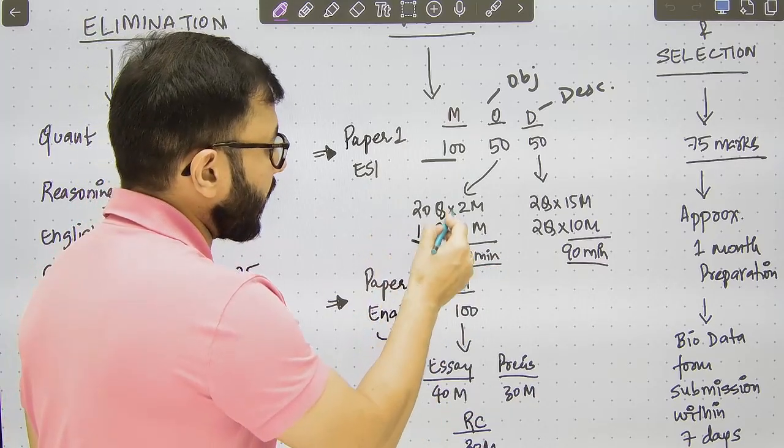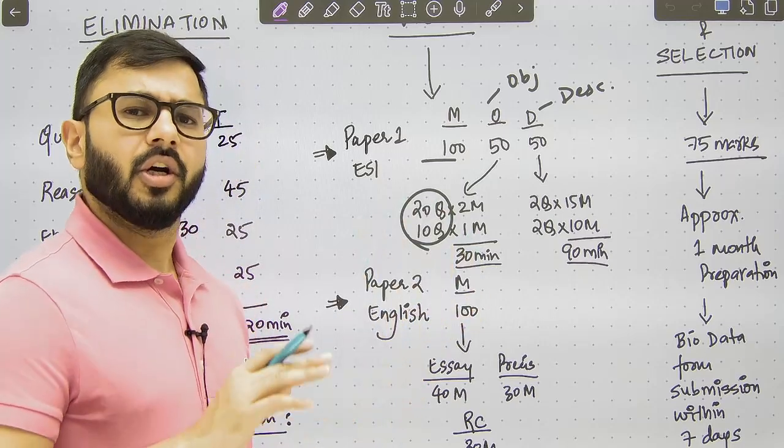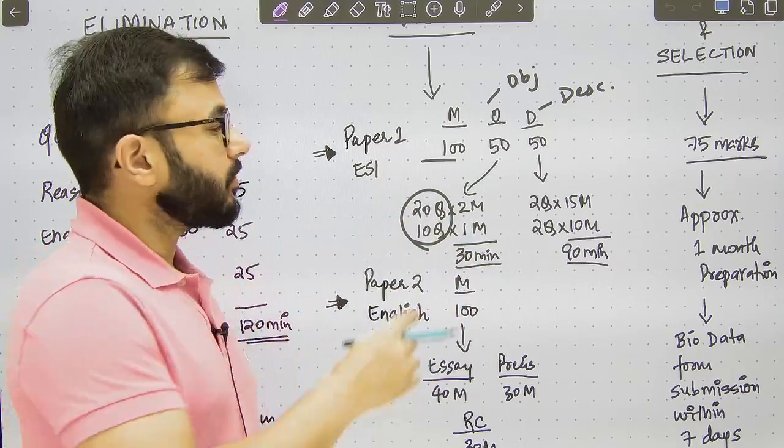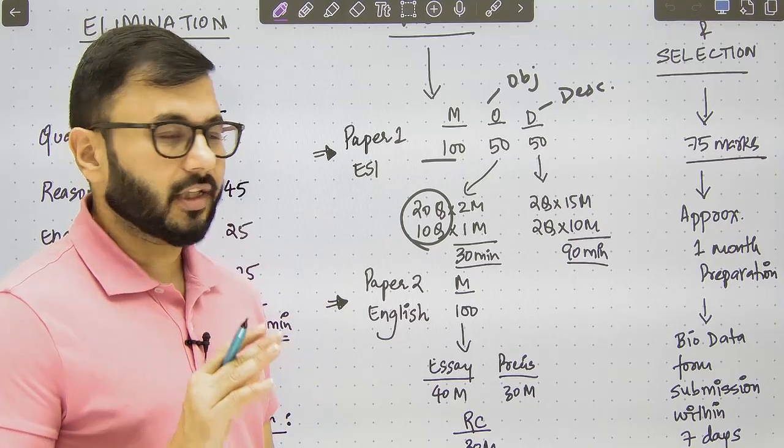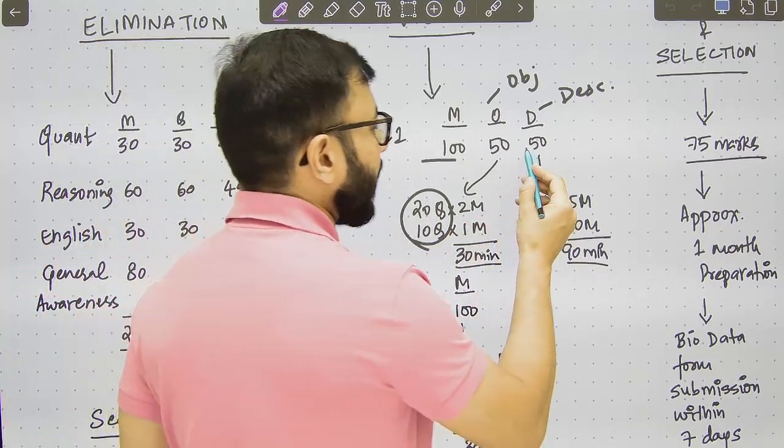So for these 30 questions, you're getting 30 minutes, which is by and large decent time to solve these 30 objective questions. यहाँ पे time crunch ज़्यादा नहीं होता है. In descriptive, again 50 marks.